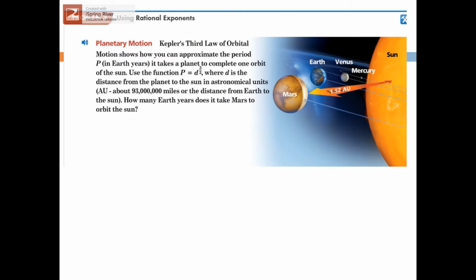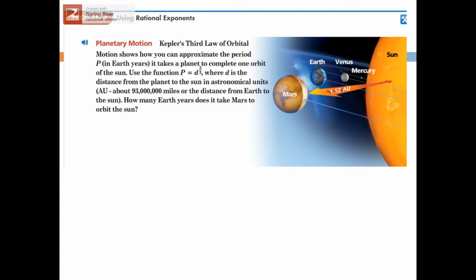Okay, let's move now to problem number 3. Using rational exponents. It's about planetary motion. Kepler's third law of orbital motion shows how you can approximate the period p in Earth years it takes a planet to complete one orbit of the Sun. Use the function p equals d raised to 3 over 2, where d is the distance from the planet to the Sun in astronomical units, or AU, about 93 million miles, or the distance from Earth to the Sun.